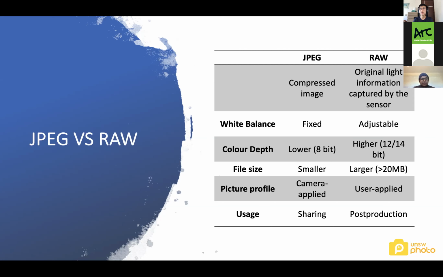With RAW, it is the original light information captured by the sensor. That means it has more information, where you can adjust your white balance, and you have more color depth, but of course it has a larger file size, usually a few times larger than the JPEG version. This kind of file format is only for post-production, and then you have to export. When we export, we export back to JPEG for sharing to social media or email, etc.